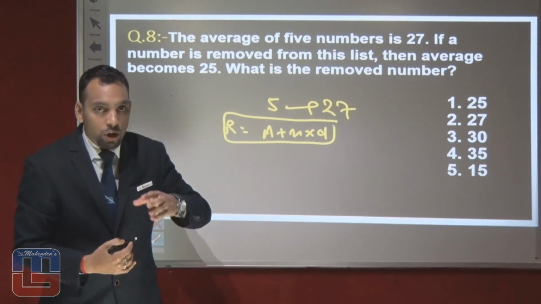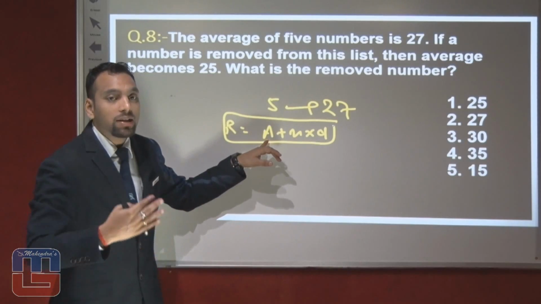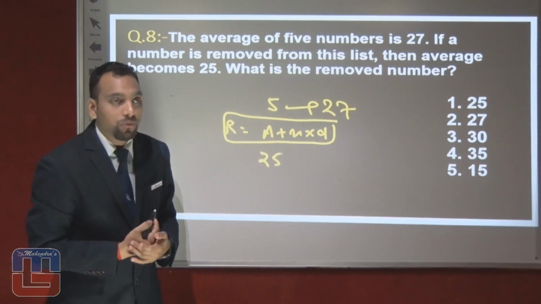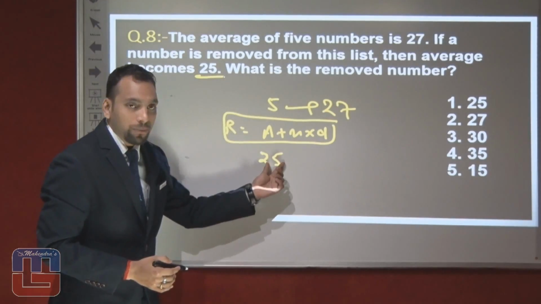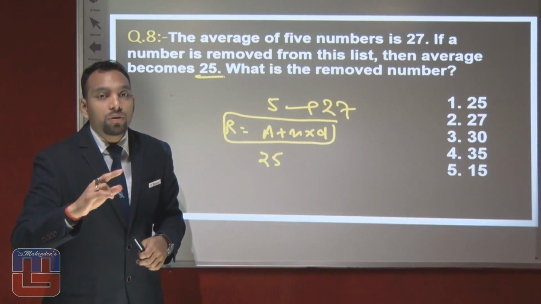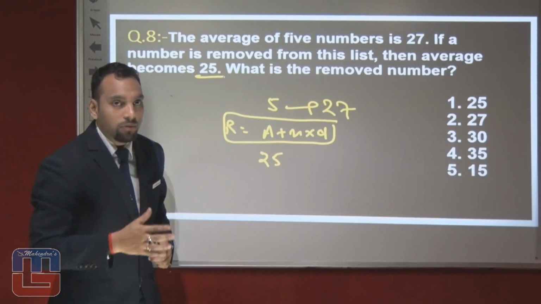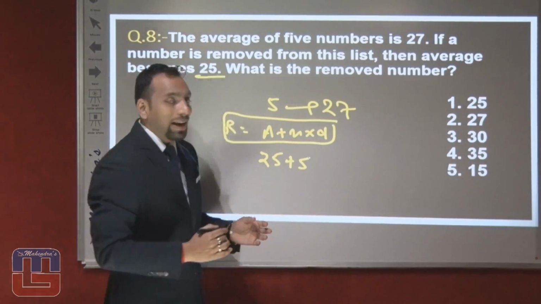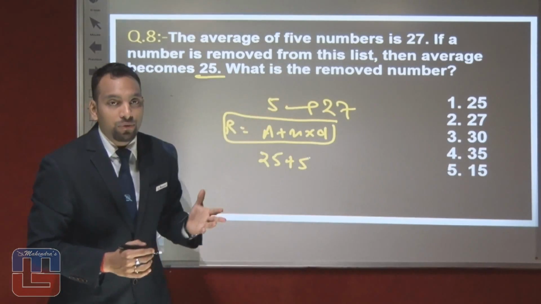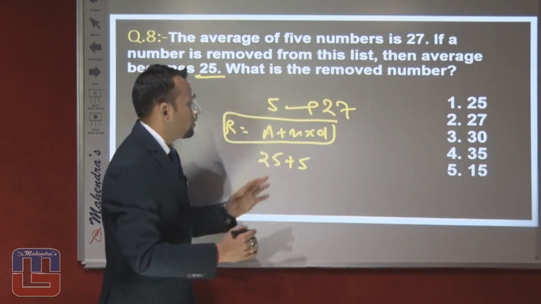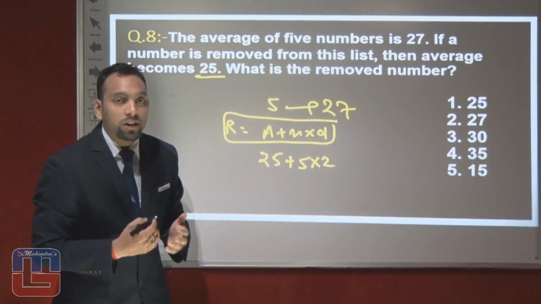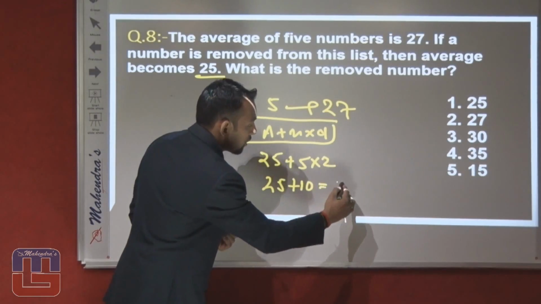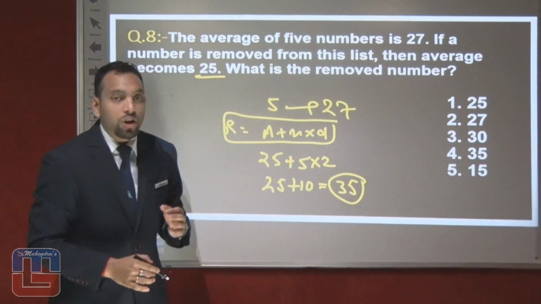Here A is the new average, and here the new average is 25. N is the number of terms we have been given. We have been given 5 numbers, so the value of N will be 5. And D is the difference between the two averages, which is 2. So here we can calculate the value of the removed number. 25 plus 10, the answer will be 35. So this is the trick of this type of question.